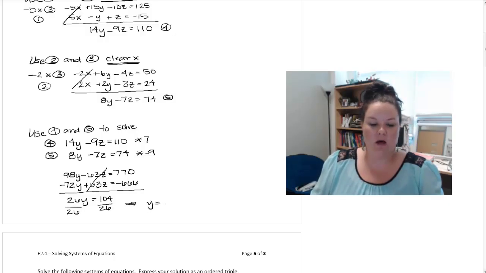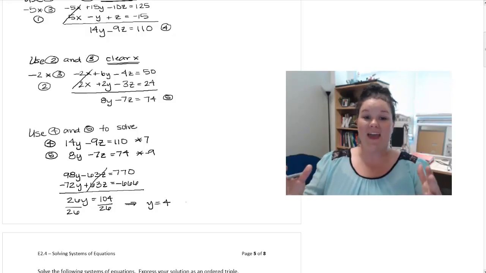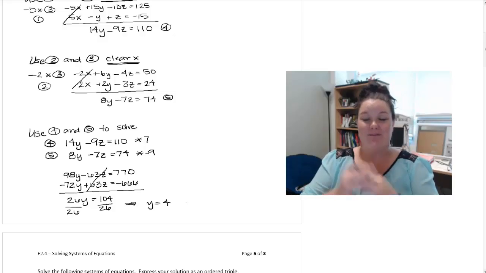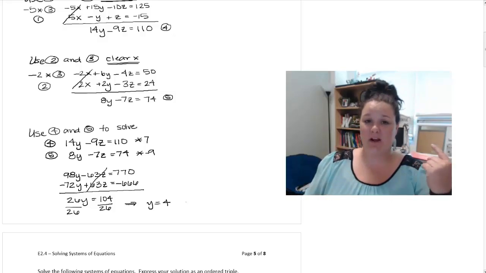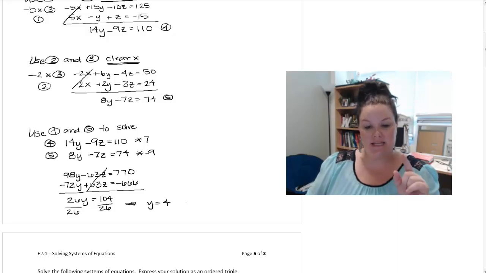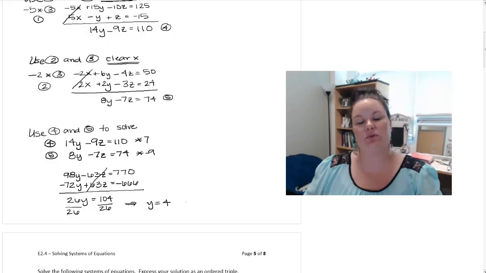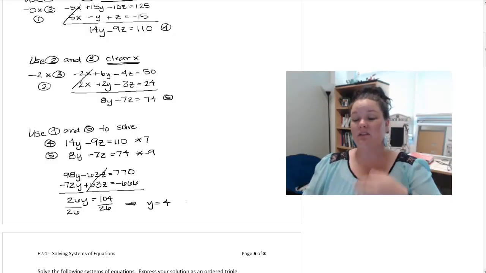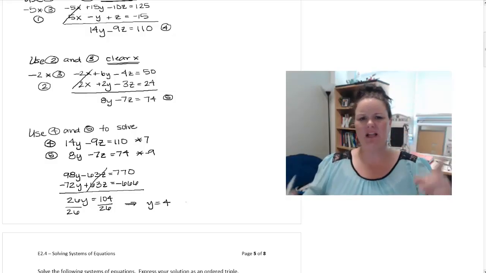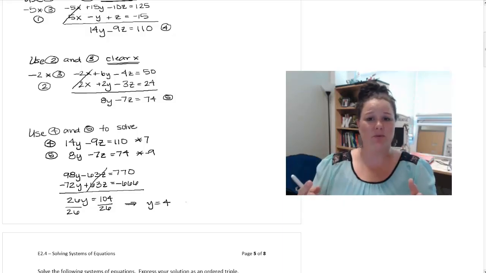Which tells me that y is equal to 4. Okay, so yay, I have one answer. I have my y answer, but I still need to figure out what x and z are. Now it wouldn't do me any good to take this y equals 4 and plug it back into one of my original 3 equations, because even though I know what y is, I would still be left with 2 things that I don't know what they are.